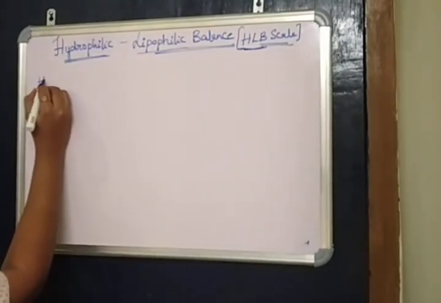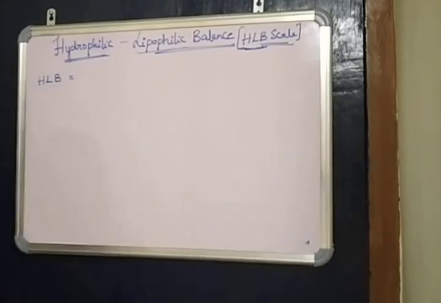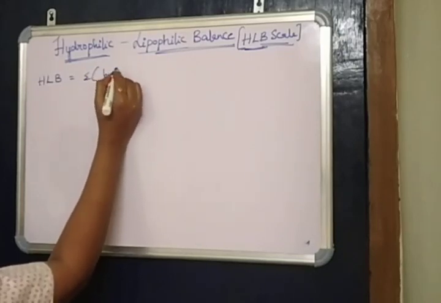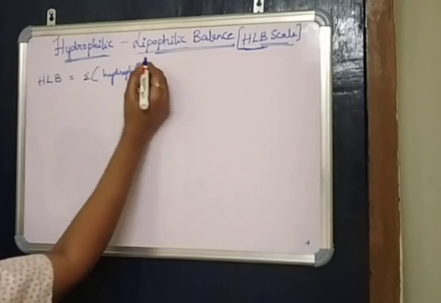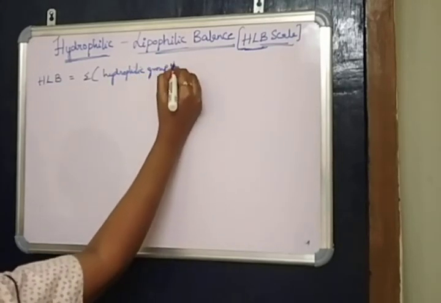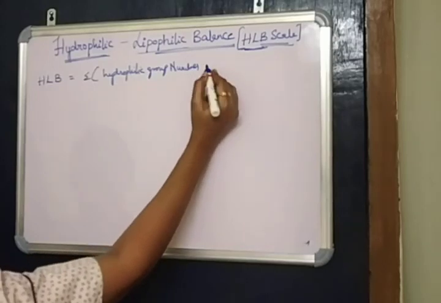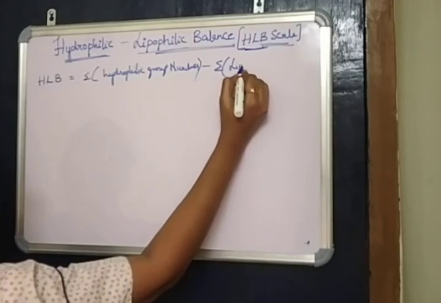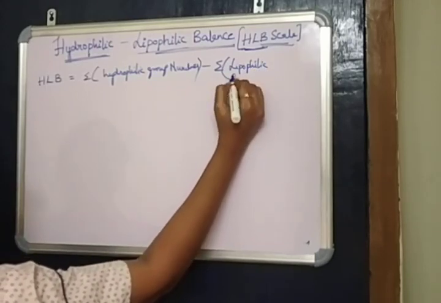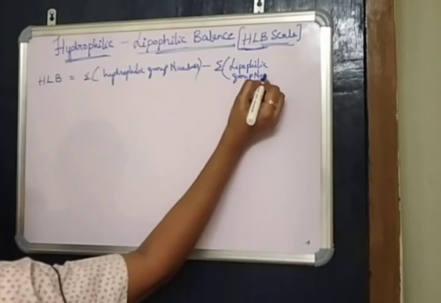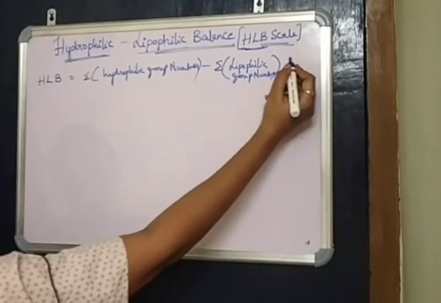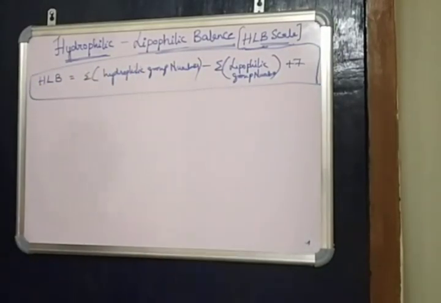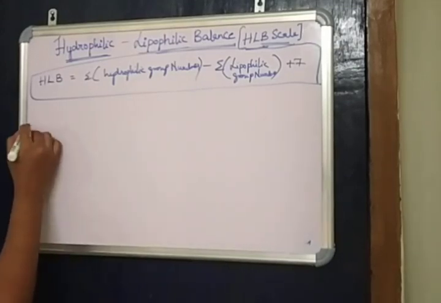The formula for determining the HLB value is HLB equals sigma hydrophilic group number minus sigma lipophilic group number plus 7. By using this formula, we determine the HLB value of a surface active agent.